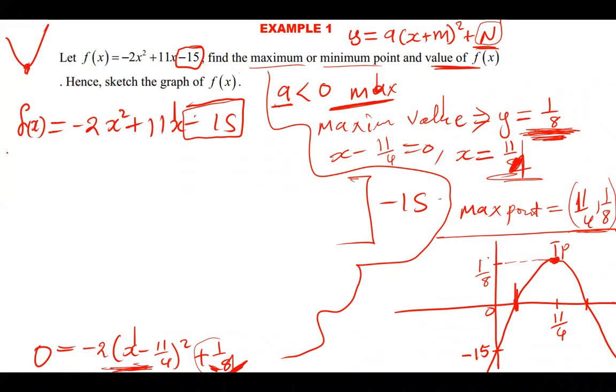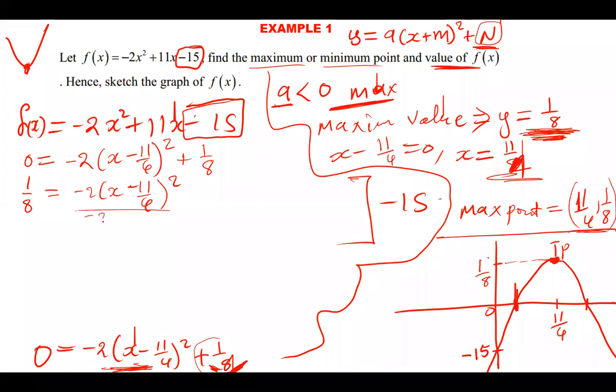So when you equate 0 this side, you have 0 is equal to negative 2, open brackets, x minus 11 over 4, close brackets, squared, plus 1 over 8. I'll first start by taking this 1 over 8 to the other side of the equal sign, so that I have negative 1 over 8 is equal to negative 2, open brackets, x minus 11 over 4, close bracket, squared. It is negative 1 over 8 because it's positive here, so when it crosses the equal sign it will be negative. Then I'll divide both sides by negative 2. So I get 1 over 16 this side, and this side I get x minus 11 over 4 squared.